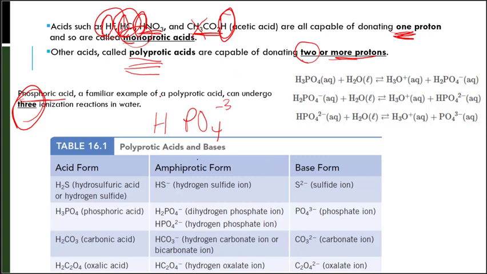So to make this a neutral compound, if hydrogen's +1 and that's -3, it's going to be H3PO4. That means it has 3 hydrogens that it can donate, but it can't do it all at once. It has to do it 3 different times. And here's how it works.